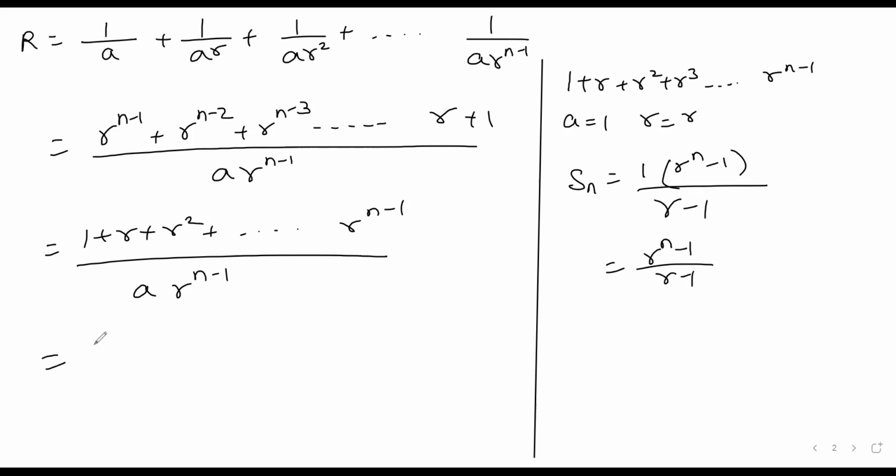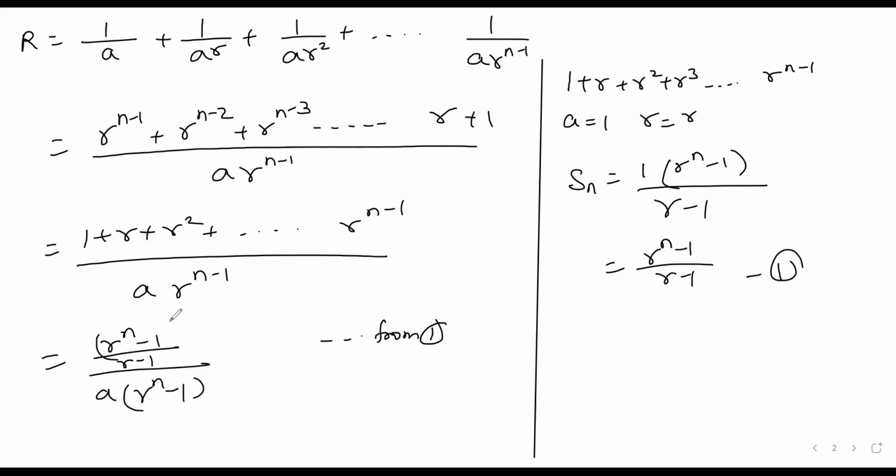I'll write down here. This is 1. This is r raised to n minus 1 upon r minus 1, whole thing upon a r raised to n minus 1. Will not cut this, because cutting is not going to give us any option.